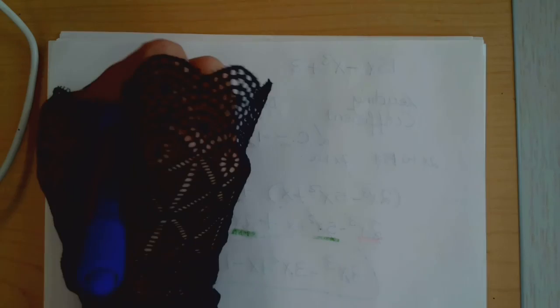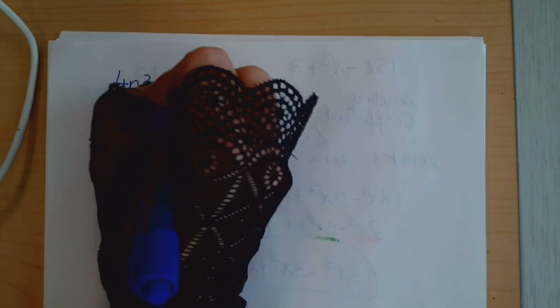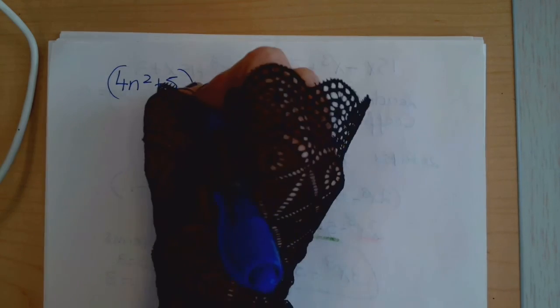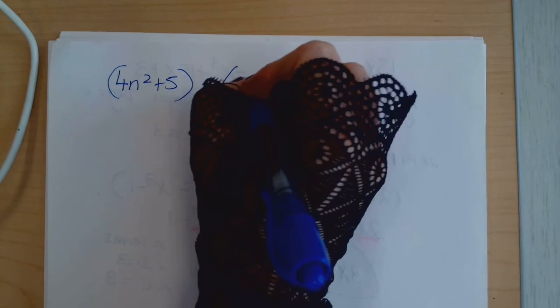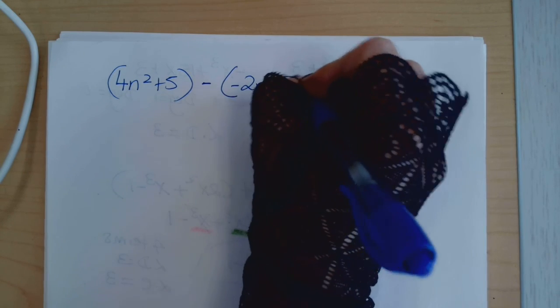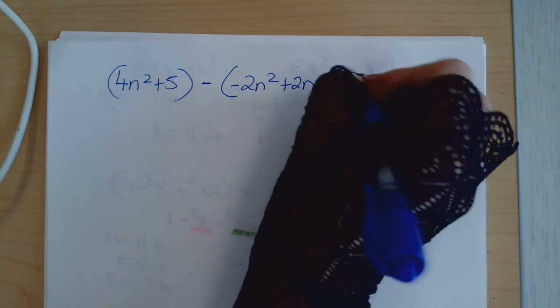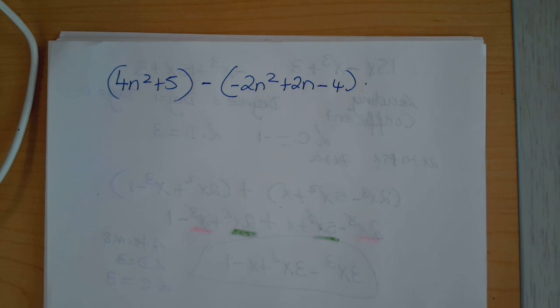So let me turn this over. There we go. Let me move this. All right. Okay, so here we go. 4n squared plus 5 minus, parentheses, negative 2n squared plus 2n minus 4. Alright, so this is where you have to be careful.